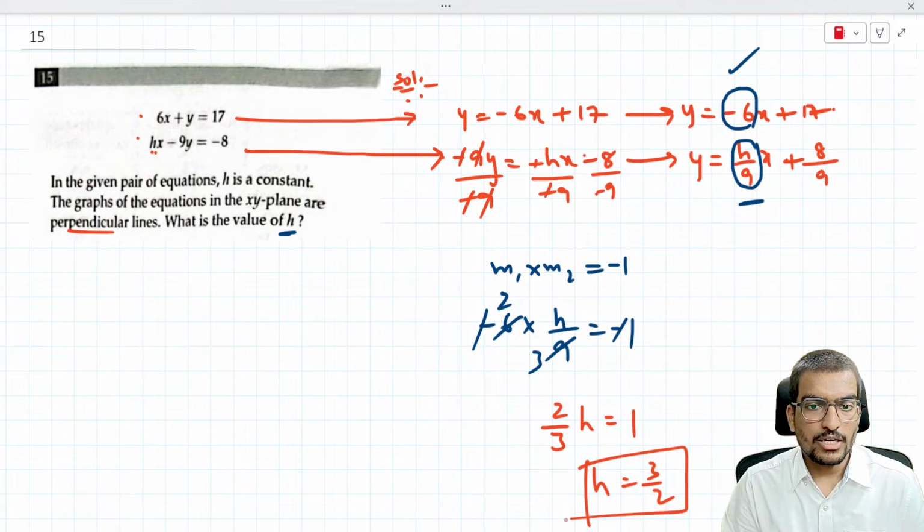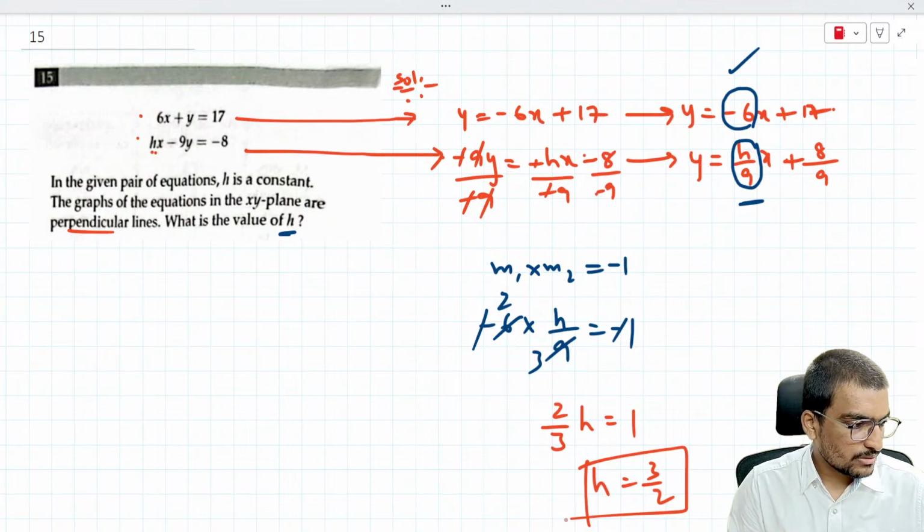No, it's not negative 3 by 2. Check it properly. It's positive 3 by 2. Yes, fine.